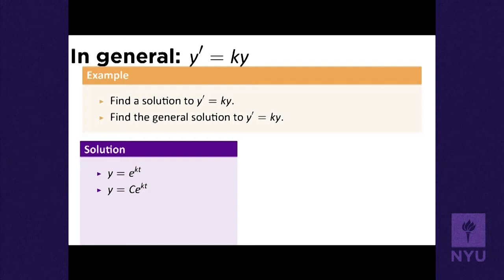C times e to the kt. I jumped the gun, sorry. I thought you were going to say it just a tiny bit faster, but there you go. Right, the derivative of a constant times e to the kt is that constant times e to the kt times k, because the k is going to come out from the chain rule, and that's exactly what we want.